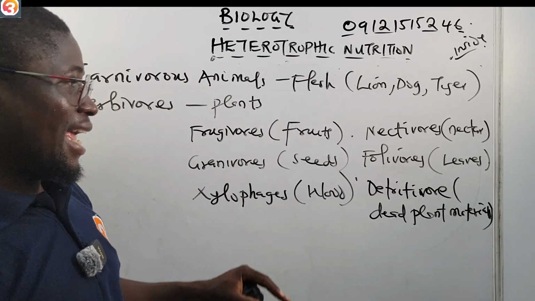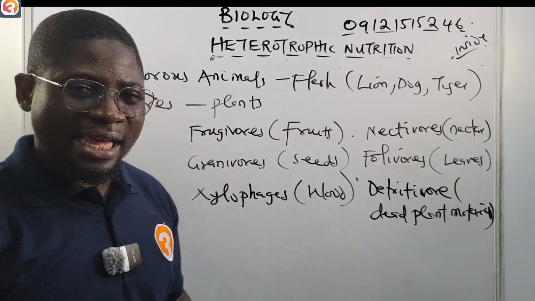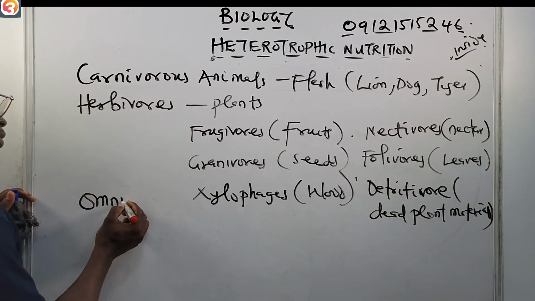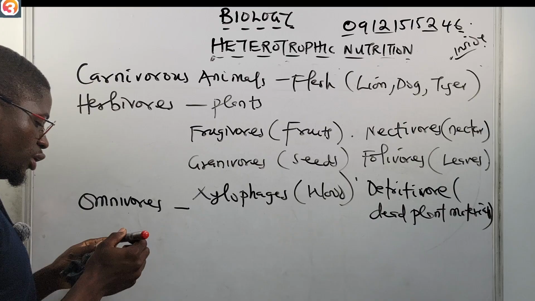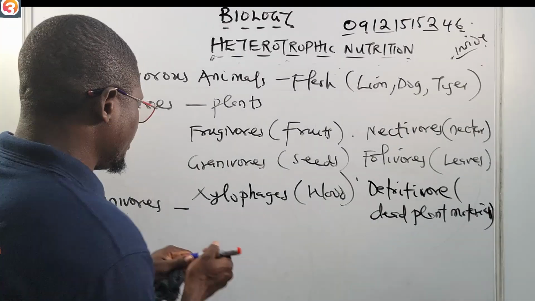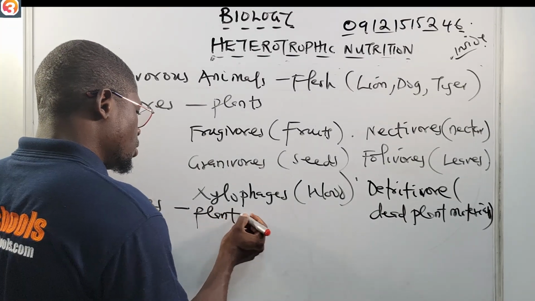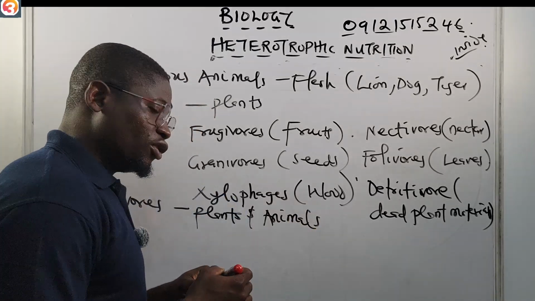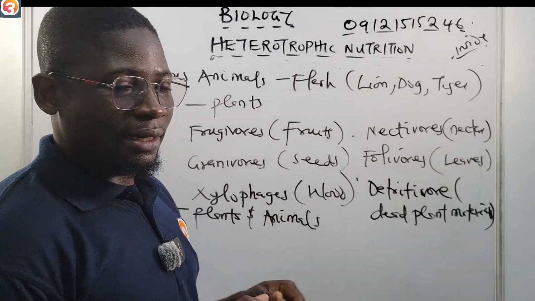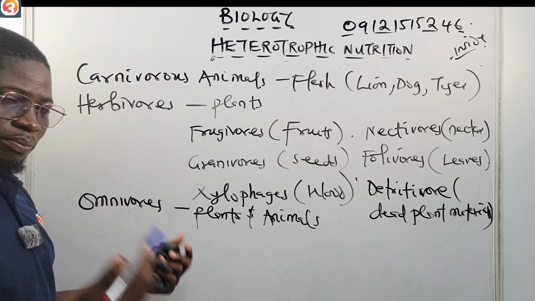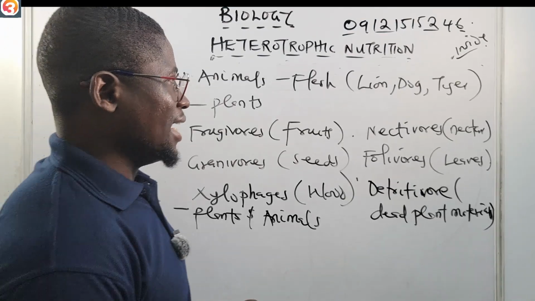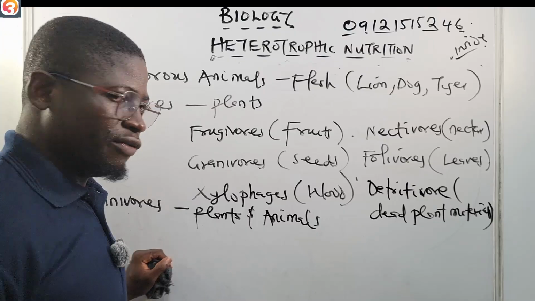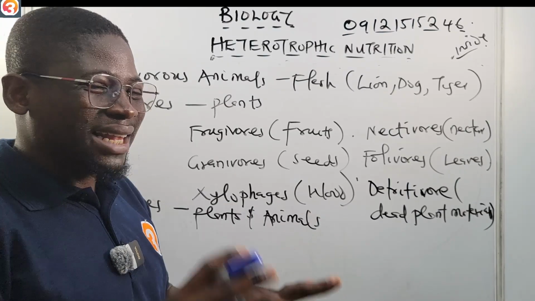Then lastly, we'll talk about omnivores. Omnivores feed on both plants and animals. For example, man is an omnivore. They feed on both plant and animal. Deer, and the likes. They're all omnivores. They feed on both plants and animals.